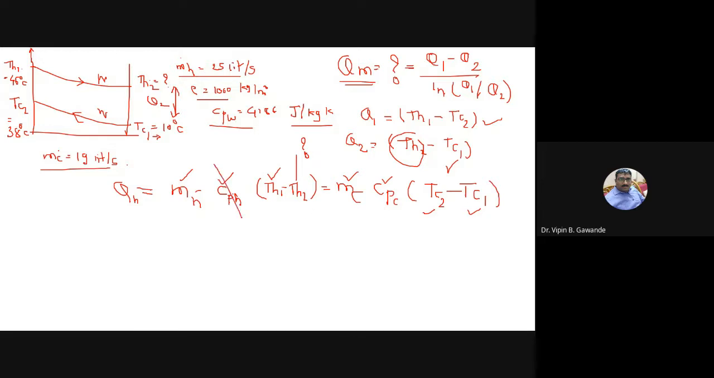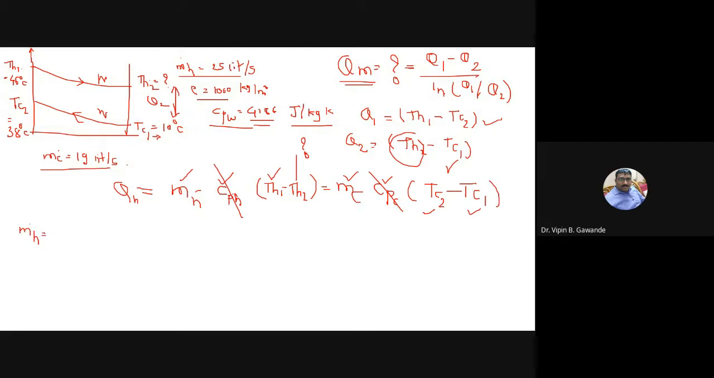Now we can cancel CPH and CPC because both values are the same, both being water: 4186 joule per kg Kelvin. Now the mass flow rate has to be in kg per second, but it is given in liters per second. So what is the value of MH?